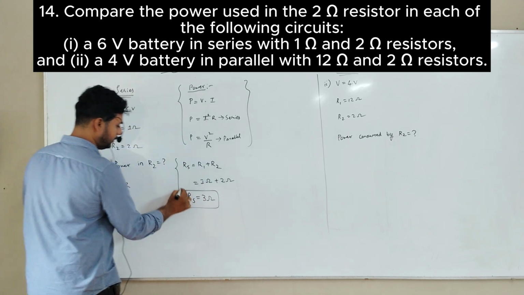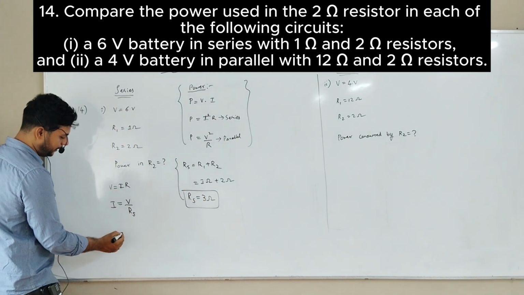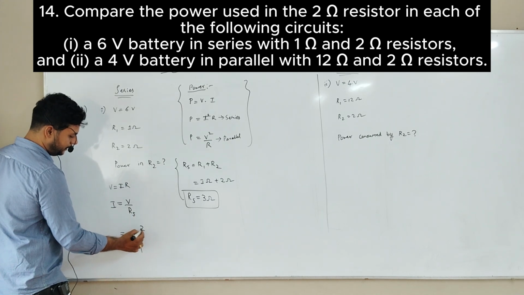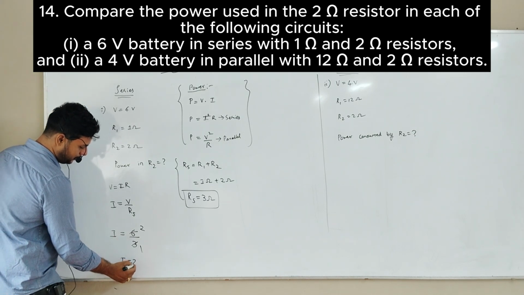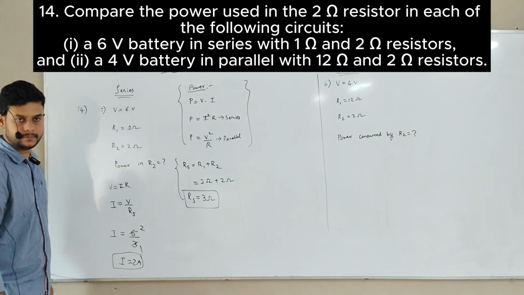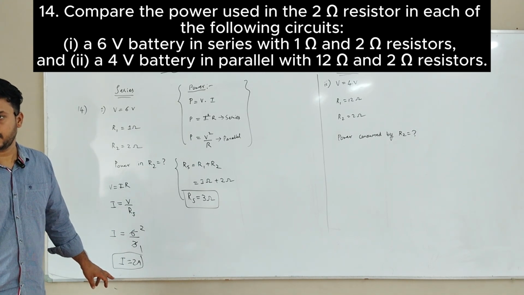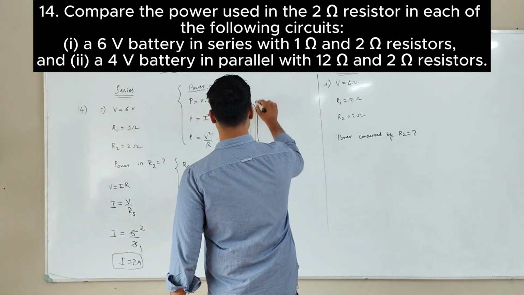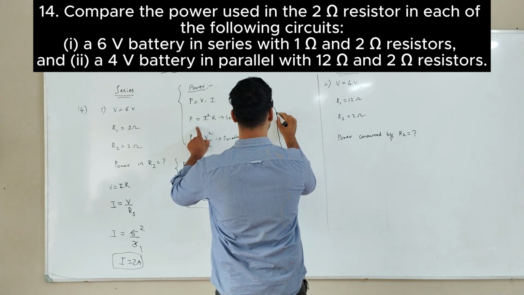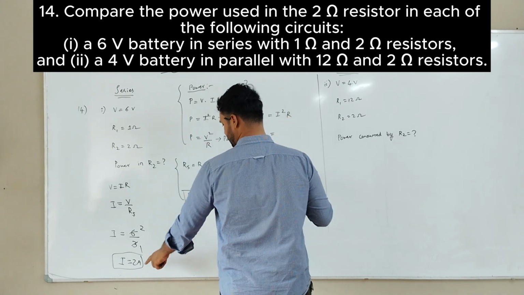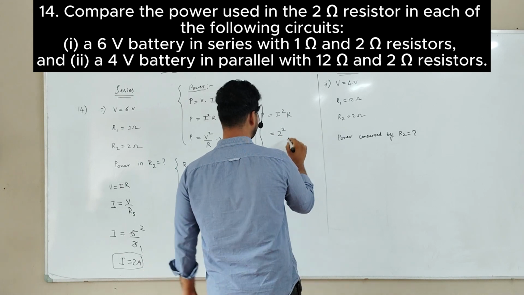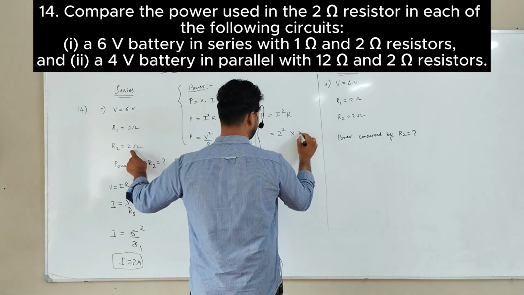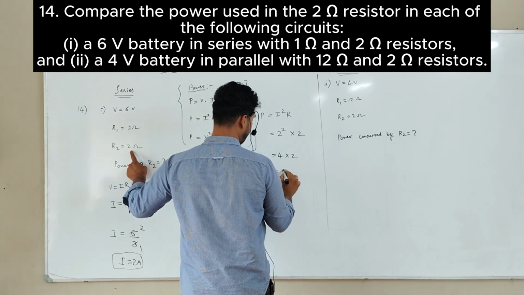Perfect. RS is equal to 3 ohm. So now I will apply here. V is 6 volt by RS 3 ohm, so current I is equal to 2 ampere. Any doubts? After getting current I equal to 2 ampere, now I will apply it here. Power is equal to I square R. I got I is 2, square into R, resistance, 2. 4 into 2 is 8 watt is the power.